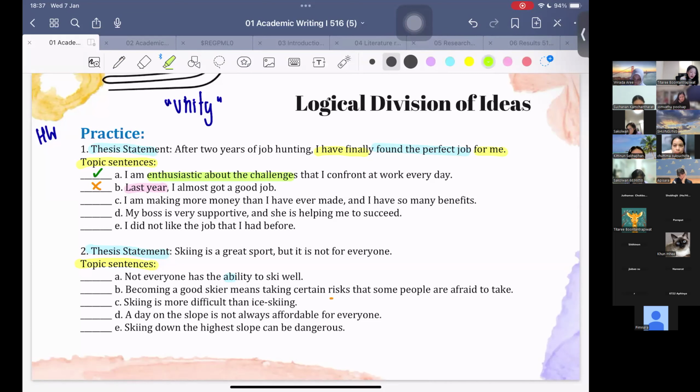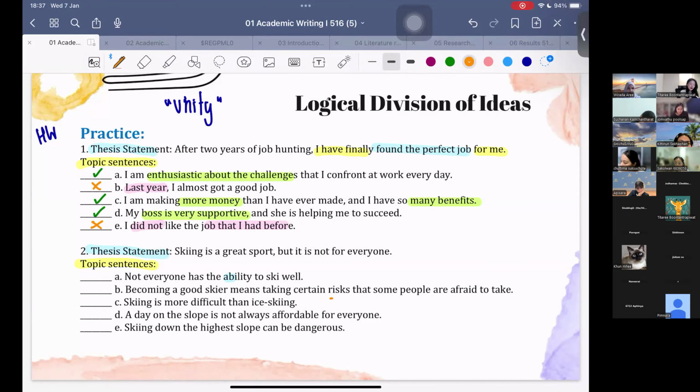And then C, I am making more money than I have ever made, with so many benefits. Money and benefits would definitely make the job perfect, so this one supports the thesis statement. Next one, D, my boss is very supportive. I'm pretty sure everybody agrees that having a supportive boss makes the job perfect. And the last one, E, I did not like the job that I had before. That is about the job I had before, not about the current job and why it's perfect. So E would be the one that should be removed.